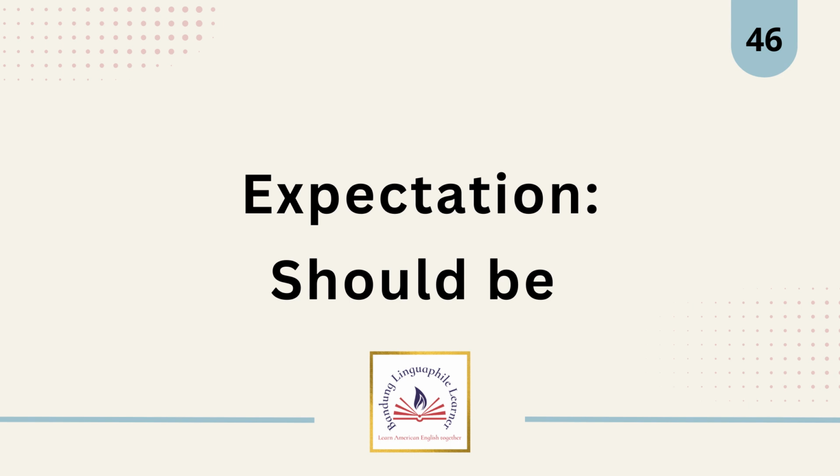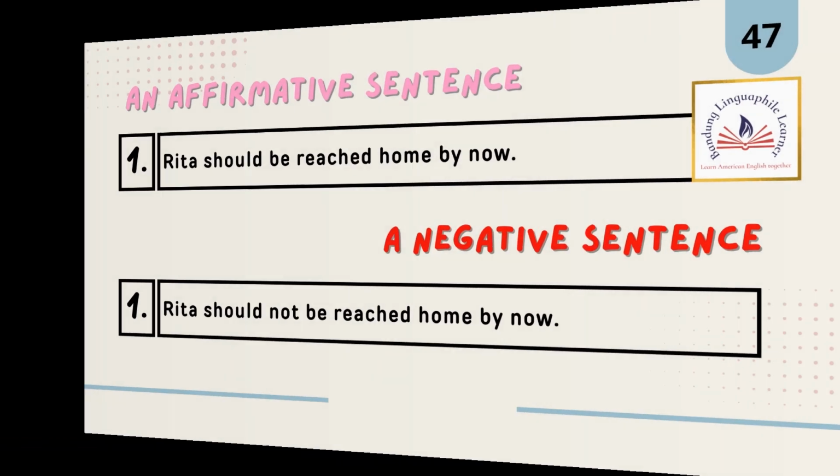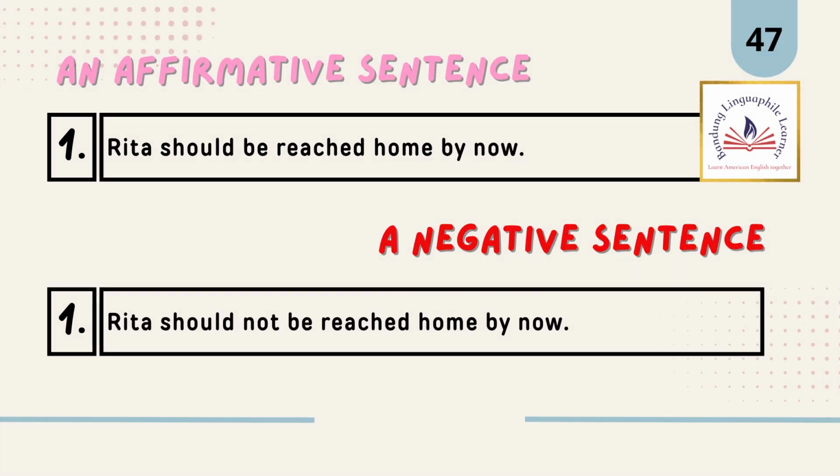Should be is used to express expectation. An affirmative sentence. For example, Rita should be reached home by now. A negative sentence. For example, Rita should not be reached home by now.